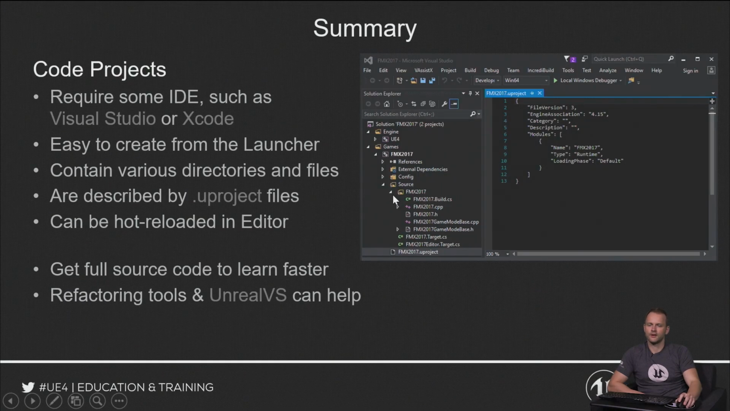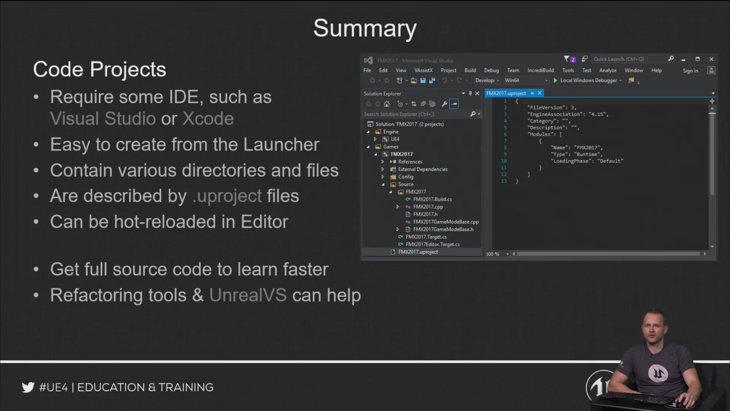All right, and that's pretty much all there is to it. So we just created our first code project. You saw it was really easy. So let's sum up what we learned. You need an IDE for writing code. We use Visual Studio for this particular tutorial, but there are other IDEs that you can use as well. You can easily create a new project from the launcher. You can also create projects from the editor. I haven't shown that, but it's possible too.